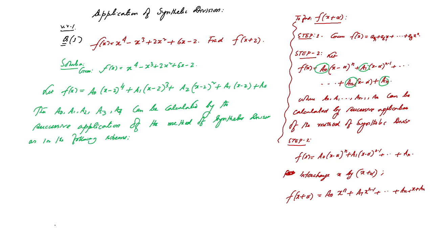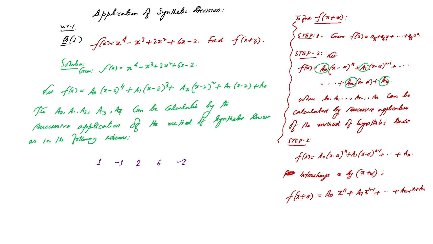Now what we will do in this method, first we will write all the coefficients of the polynomial from highest degree. So here x to the power 4, the coefficient is 1, x cube, the coefficient is minus 1, then x square coefficient is 2, then x coefficient is 6, then the constant is minus 2. First you will write these.